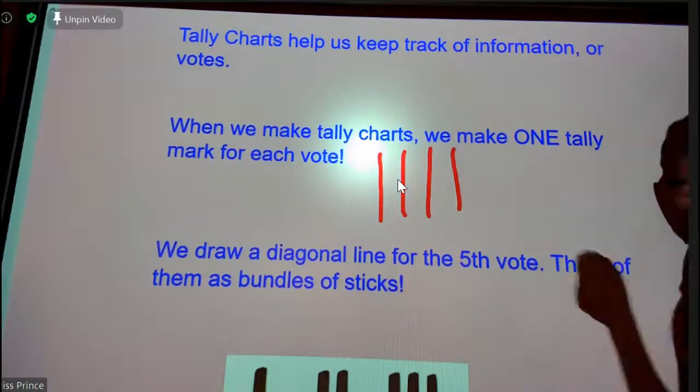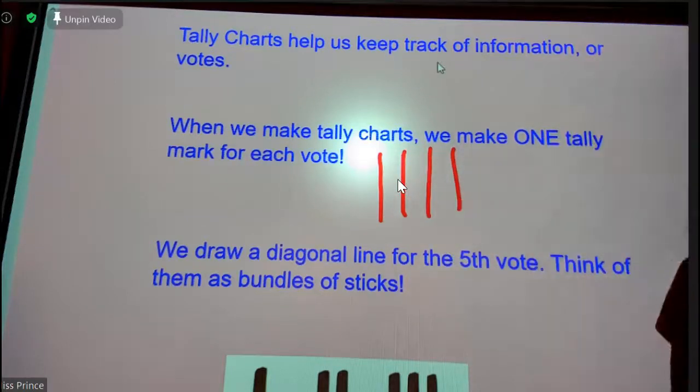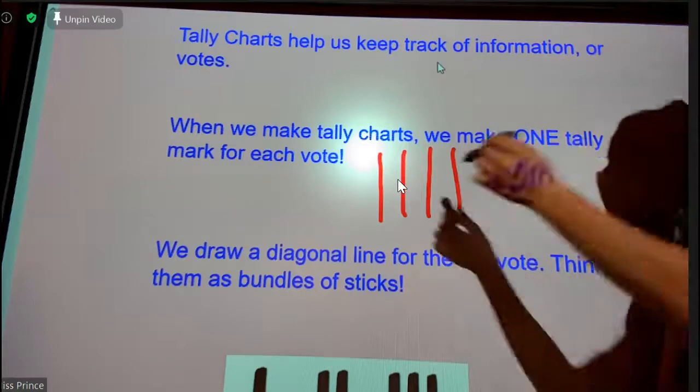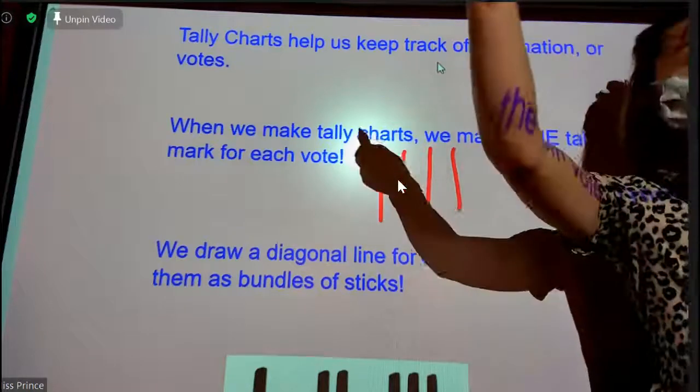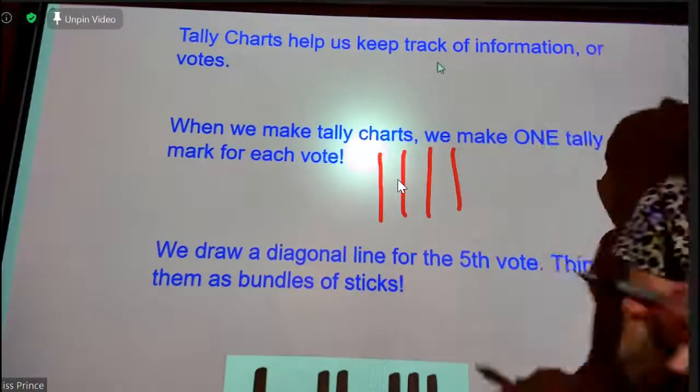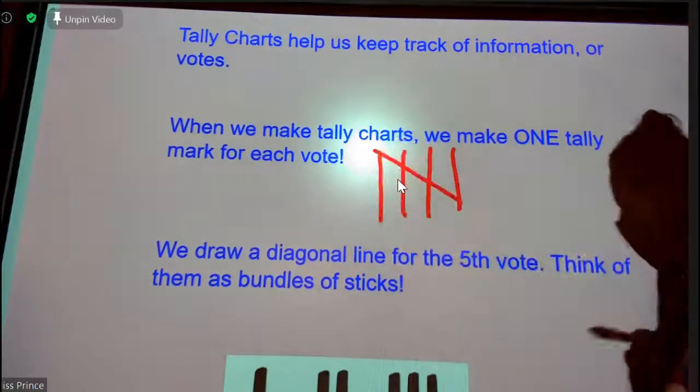5. So, I have how many right now? 4. Where does my fifth one go? Show me with your hand what I do. Show me with your hand. Good job. 5. Okay.